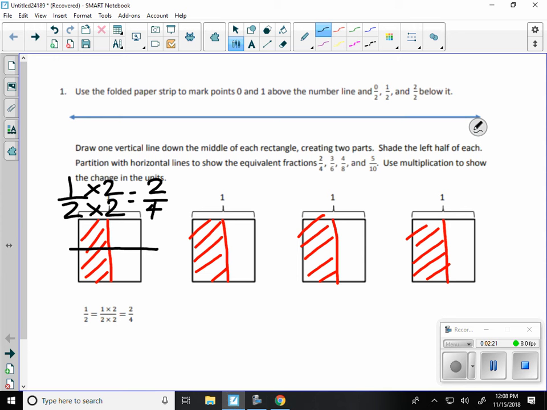So I want you to pull out one more of your squares that is shaded a half, and I want you to split it up into 3 sections. You're going to draw 2 lines across it. You do 2 lines, you get 1, 2, 3 sections. 1/2 times 3 on the top, 3 on the bottom.